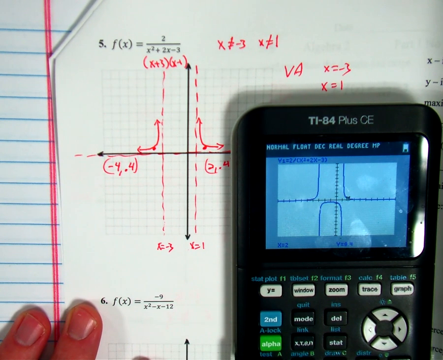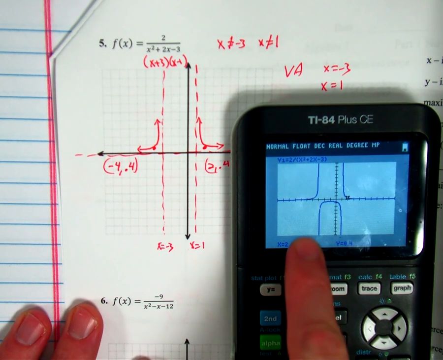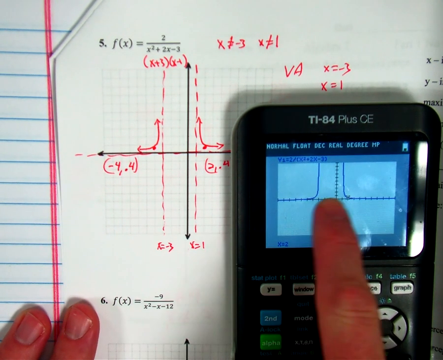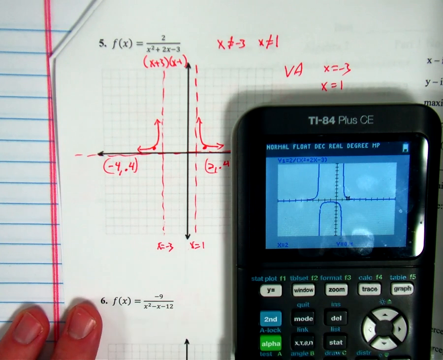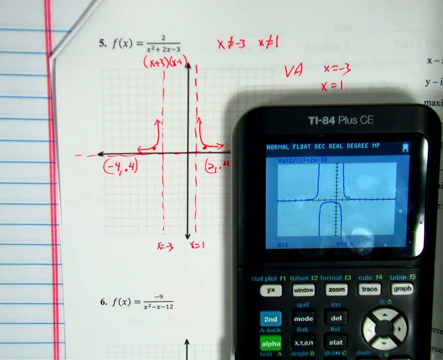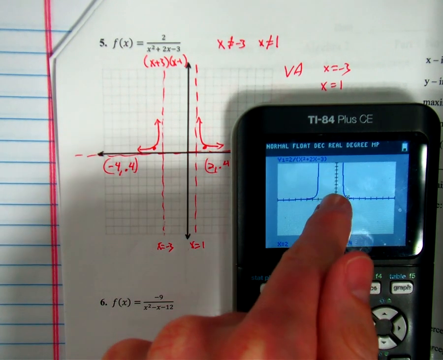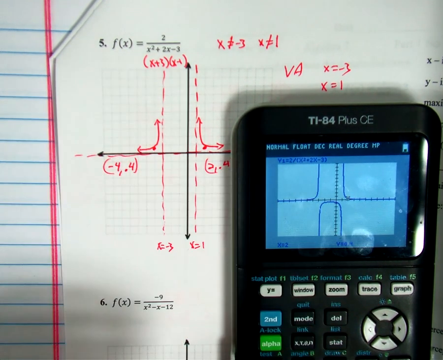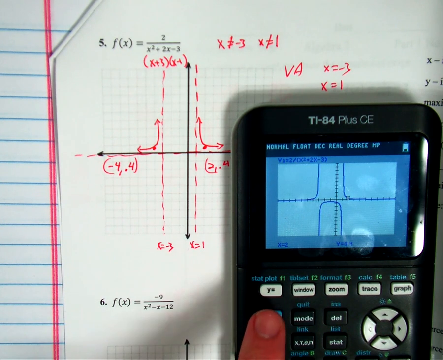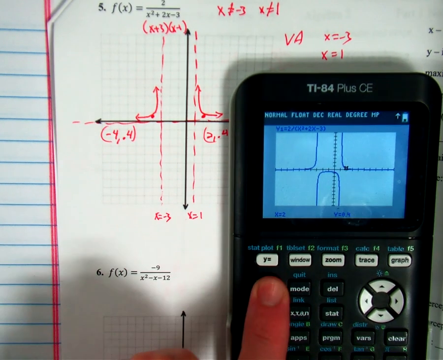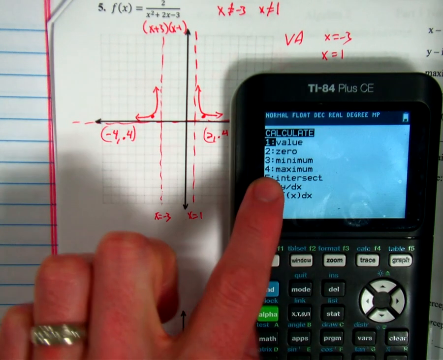Alright. Now, the one in the middle, it's kind of a parabola-looking shape, so we're thinking we need the vertex. That's going to be the most important point. The vertex happens at the very, very top, or if it was the other way around, very, very bottom. So we need to do second, trace, maximum.